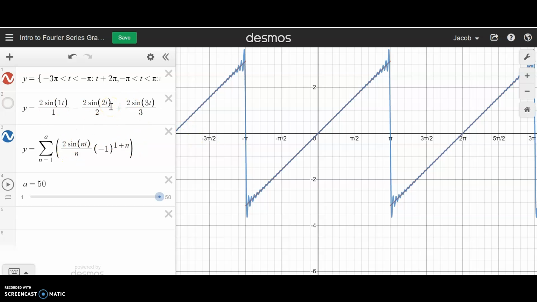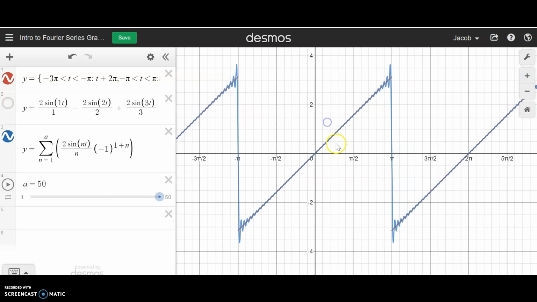The connection to differential equations has to do with resonance and resonance frequencies and stuff like that, and we'll get to that much, much, much later. But for now, I want you to see that I can take a function like this, and I can approximate it with sines and cosines.